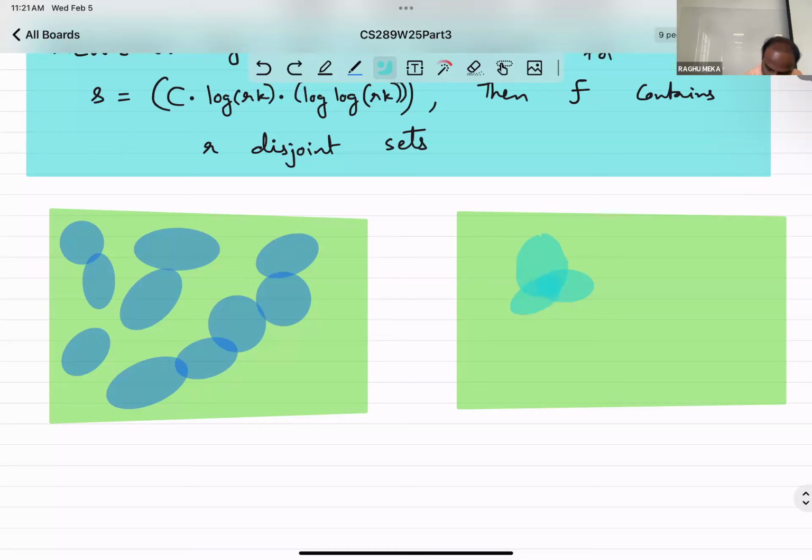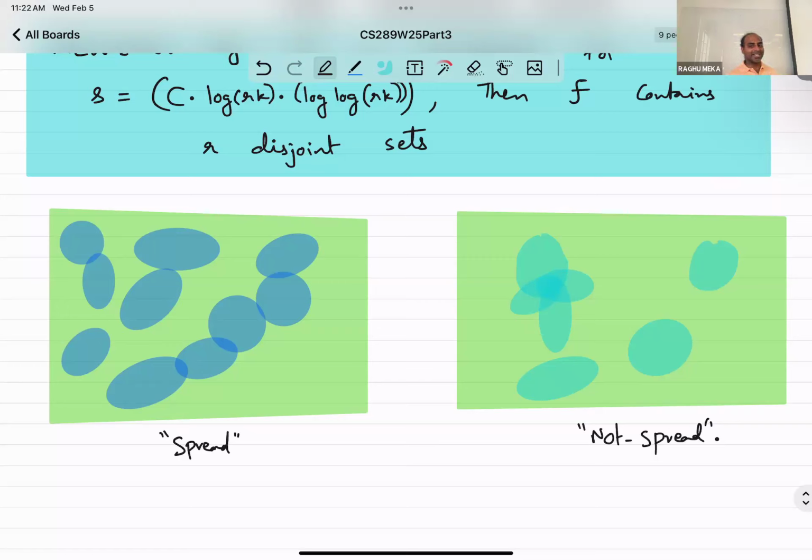The colors are bad, but you get the picture. So this is spread. This is not spread, because all of these sets have a common intersection. And if I look at the link corresponding to the intersection here, I have many, many more sets than I should. So that's the picture to keep in mind. Spread means the sets are all over the place. No single element is present in many of them.